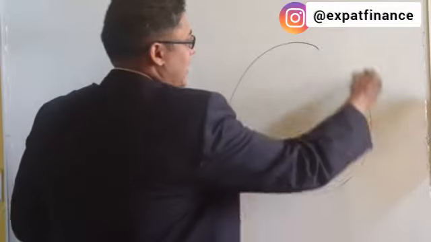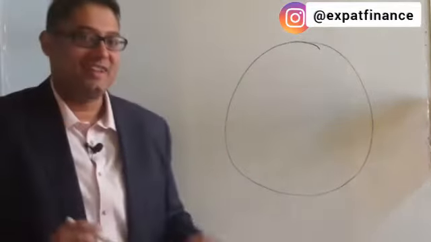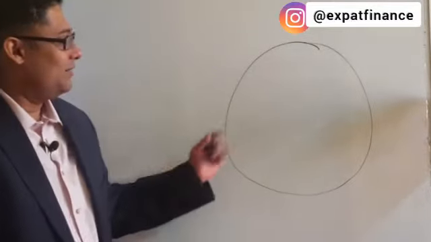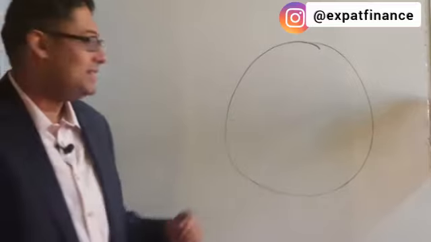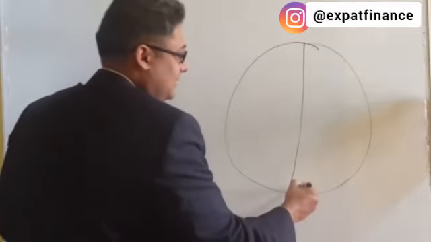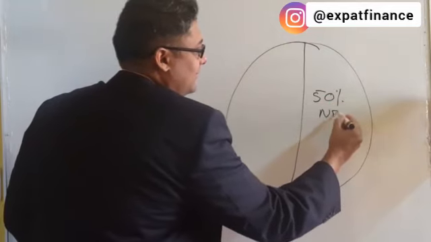Let's look at your entire income expenditure, which you can call a pie chart. Excuse my handwriting, it's not that good. Well, this is the income expenditure chart. Out of this, 50% can be your needs.